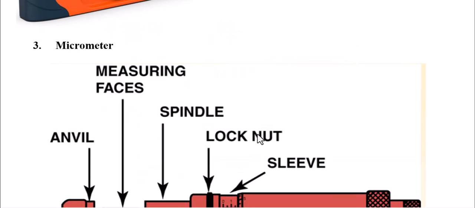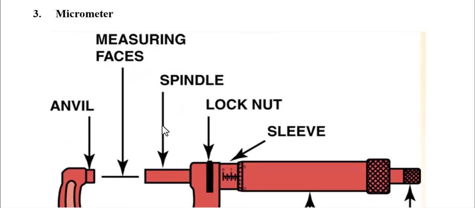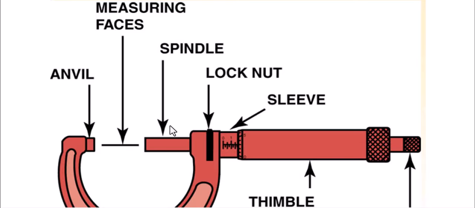We have another item, which is the micrometer screw gauge. This is a measuring device or measuring tool that is used to measure the diameter of a material or a workpiece.